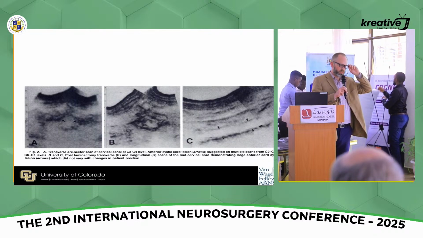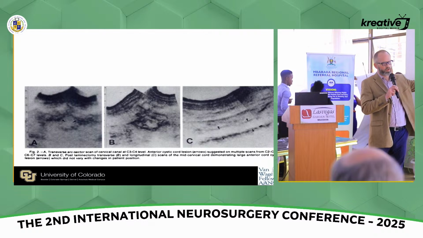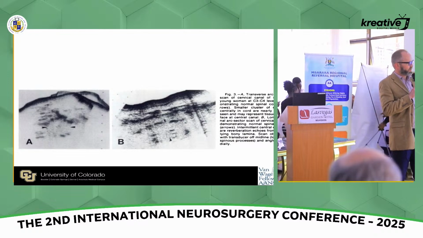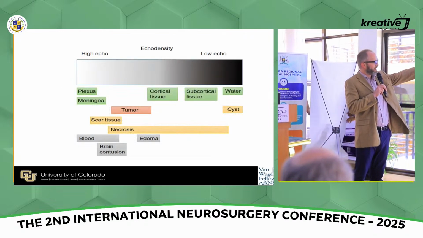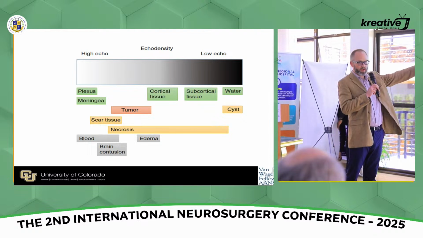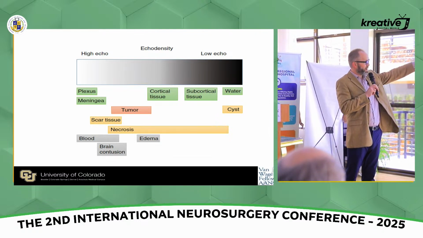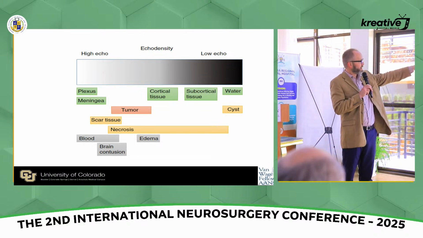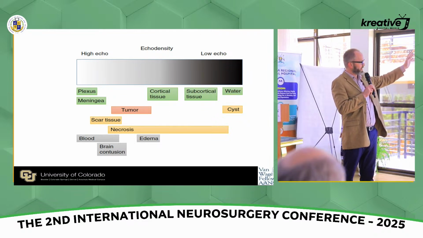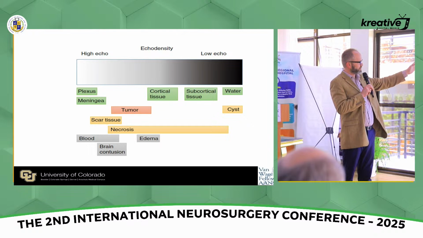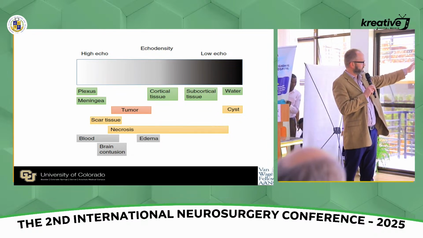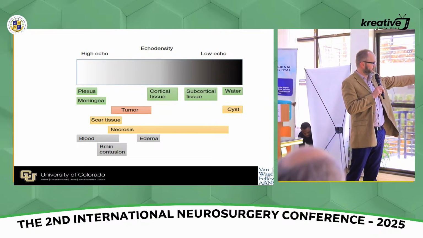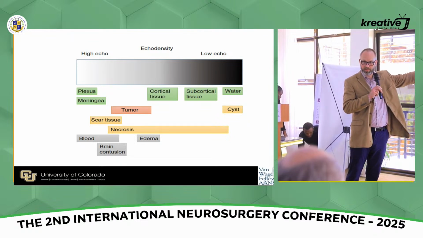It's important to recognize what's brighter or darker on ultrasound imaging in the brain, where water is going to be very dark. Cysts will also be black. Subcortical tissue tends to be quite dark unless it's edematous. White matter is darker because of its fat content than gray matter. As you move toward the left, cortical tissue is then brighter. Tumors are usually on the spectrum between cortical tissue and meninges. Meninges are quite bright. And then certainly acute blood is bright, whereas subacute to chronic blood becomes darker.